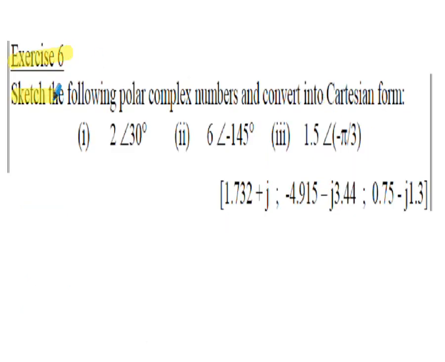Exercise 6, we're asked to sketch the following polar complex numbers on an Argand diagram and convert them into Cartesian form. So part 1, we've got modulus of 2, argument of 30. Part 2, we've got modulus of 6, argument of negative 145 degrees. And part 3, modulus of 1.5, an argument of negative pi upon 3. So be careful, that third part is in radians. The answers of Cartesian form are given in the square brackets. I encourage you to stop the presentation before reviewing the solutions on the following slide.